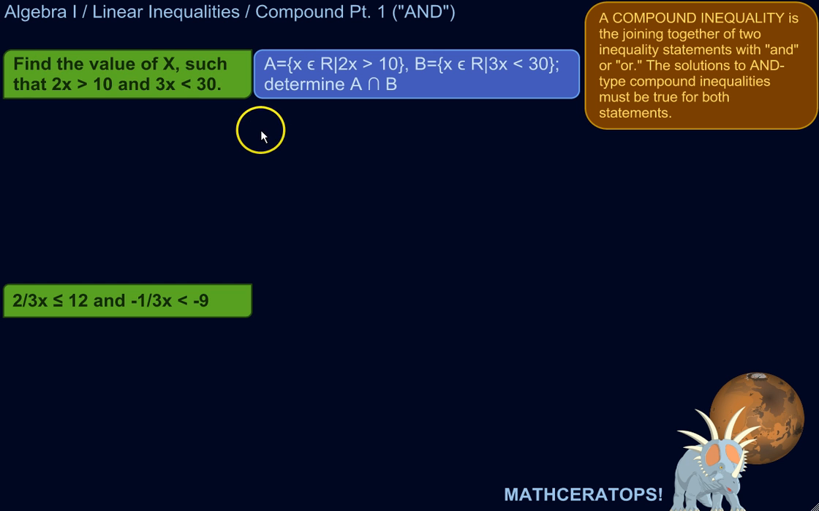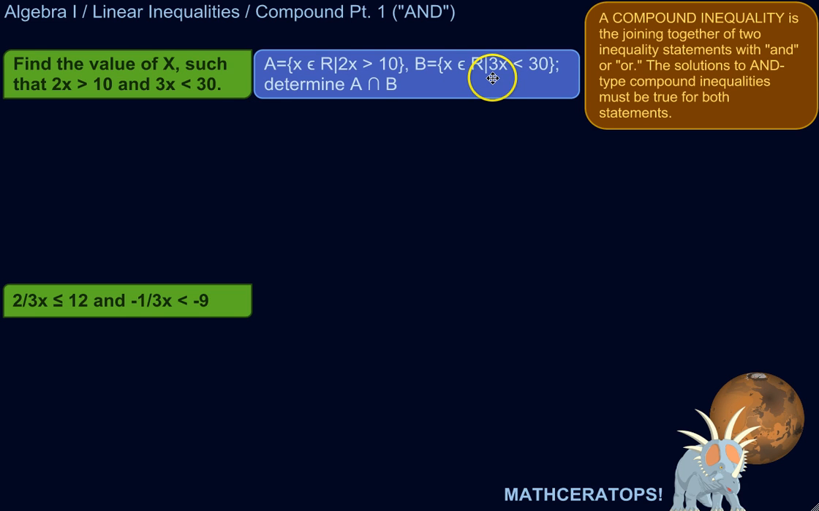Find the value of x such that 2x is greater than 10 and 3 times x is less than 30. So there are two conditions that have to be true in order for something to count as a solution to this compound inequality. It can't just be that 2 times the number is greater than 10. It has to be greater than 10, but also 3 times the number has to be less than 30. So there's a narrow range of values that will count for this. I'll show you how to do this.